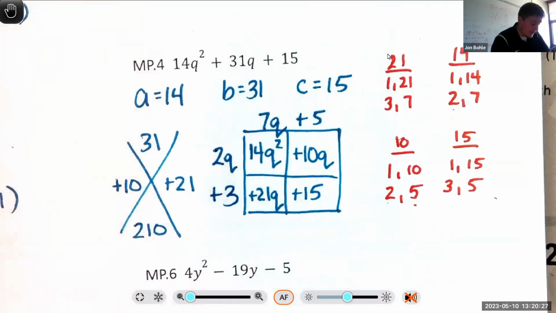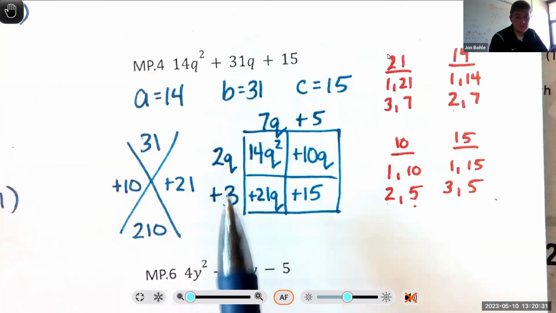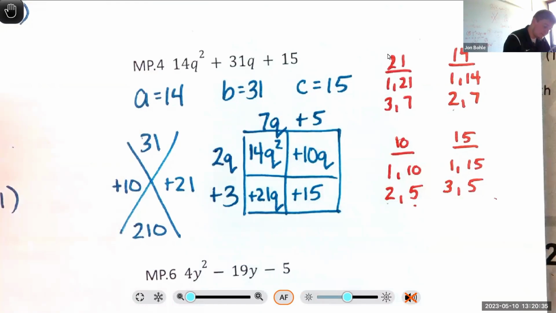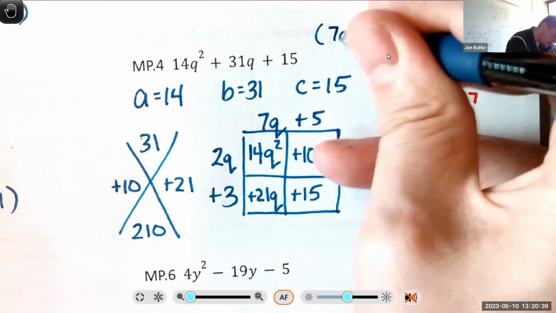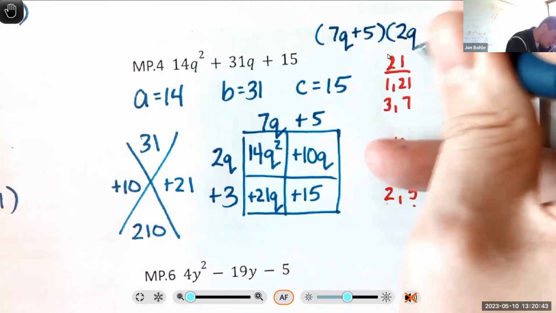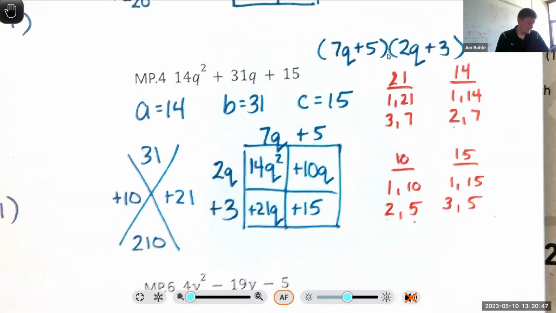Okay, now you can go back and check. If you know this is 5, you can problem solve and probably figure out that that's 3, because 5 times something is going to have to give you 15. But this always works as well. So my final answer is going to be 7Q plus 5 times 2Q plus 3. And that's my answer to 4.